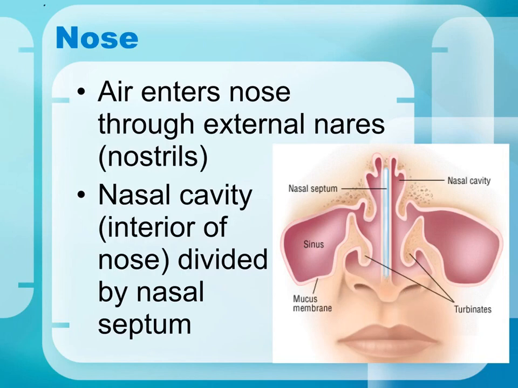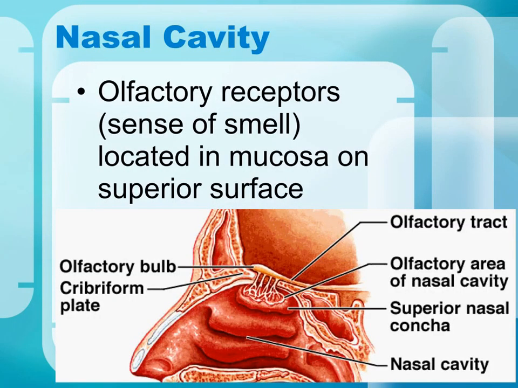On the lateral sides of the nasal cavity are these bones that kind of stick out. You have the superior concha, the middle concha, and the inferior concha, which you learned in the skeletal system. At the roof of the nasal cavity are the olfactory receptors, which are connected to the olfactory bulb, and then the olfactory tract, which is involved in the sense of smell.